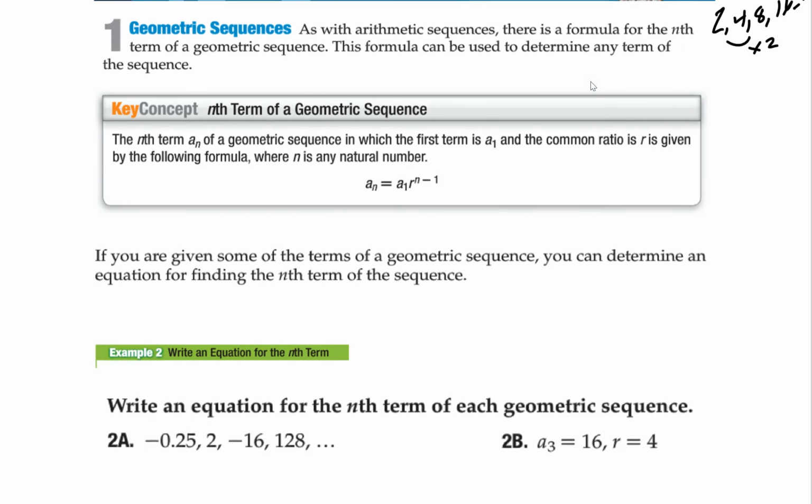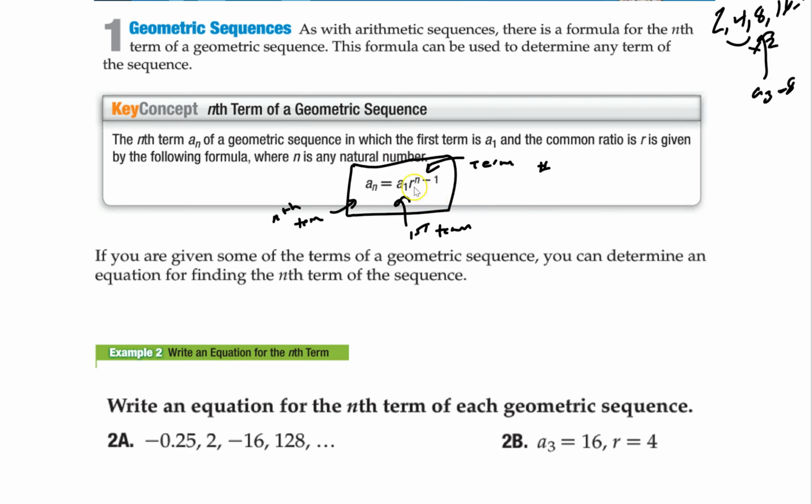As always, we need to know our formula. So if it's a geometric sequence, we can use this formula. A1 still means first term, just like before, right? AN is the nth term, right? N is the term number, right? Like right here, A3 would be 8. It's the third term.